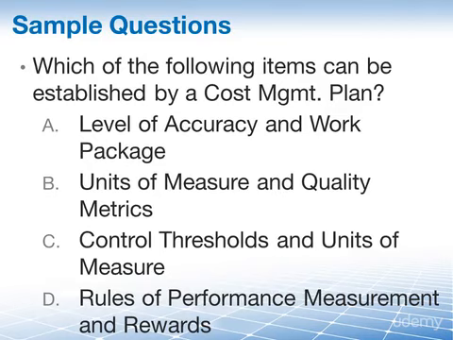C, control thresholds, yes, we talked about thresholds. Units of measure, yes, okay, that's an option, C. And then lastly, rules of performance measurements, and we did not talk about rewards, so D is out as well. That means C is the correct answer that we have. So the way to answer this type of question correctly is knowing what's inside of your cost management plan, and then by process of elimination figuring out which answers contain some kind of an item that is not part of your cost management plan.